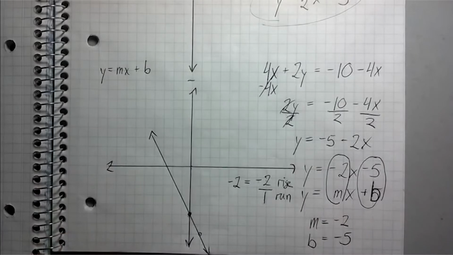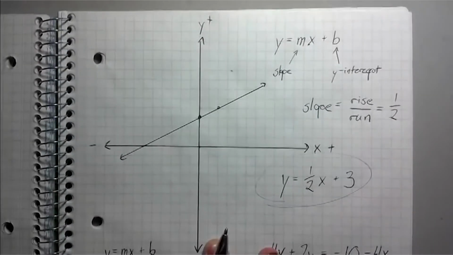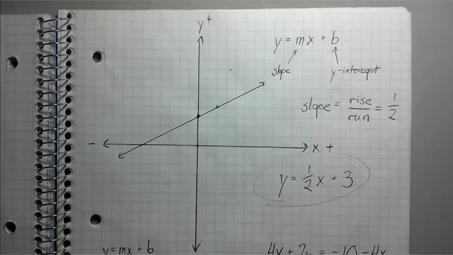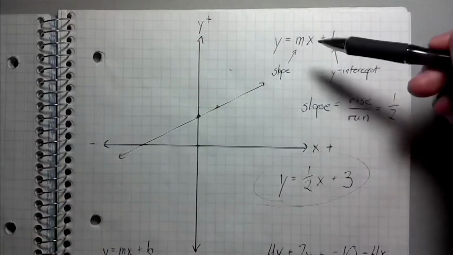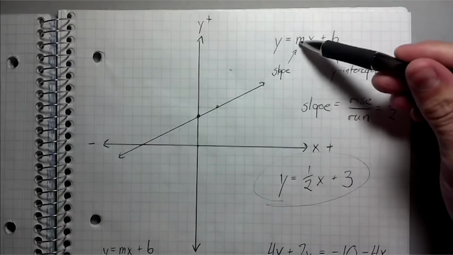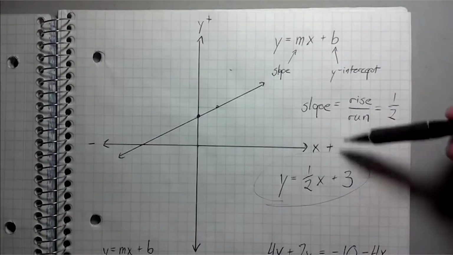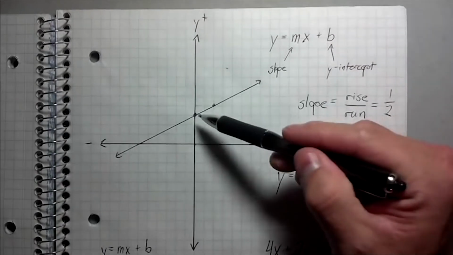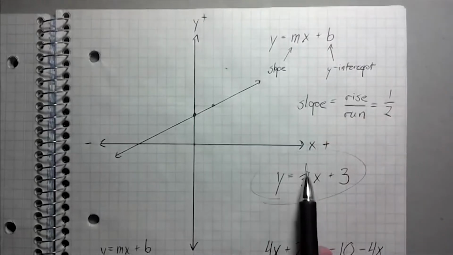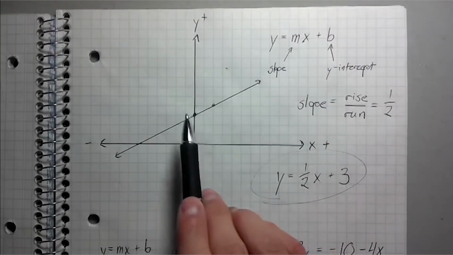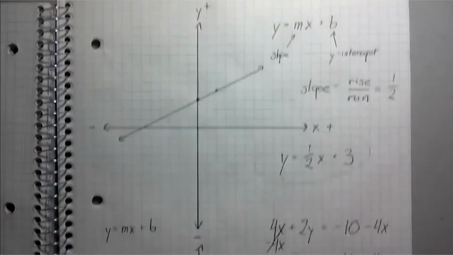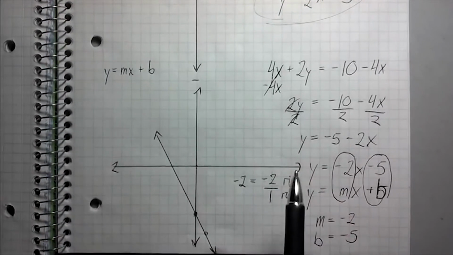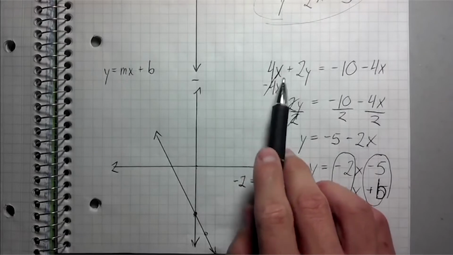So I'm going to do a quick overview, okay? First thing we did is we got an equation that was already in slope-intercept form. So all we had to do is look at 1/2 and realize that it was the slope, and look at 3 and realize that was the y-intercept. So we put the dot on 3, we said rise over run is 1 over 2, so we went up 1 over 2, drew the 2 dots, drew the line.